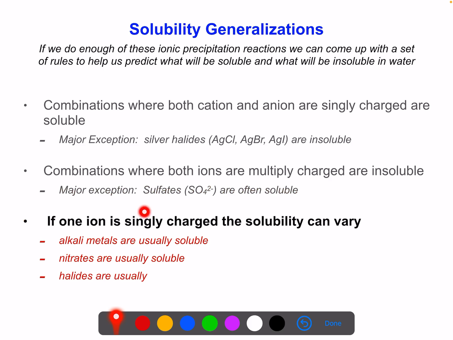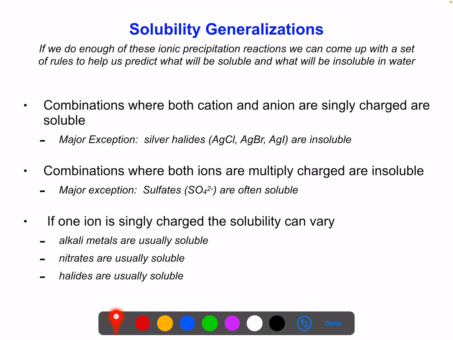If you have only one ion that's singly charged, the solubility can vary. But in general, if you have alkali metals, it's soluble. Nitrates, soluble. Halides, soluble. So most of the time, these are soluble, but that's harder to predict. So these overall are our 3 solubility rules, and this is what we should be able to use to predict what will be soluble and what will be insoluble in ionic precipitation reactions.